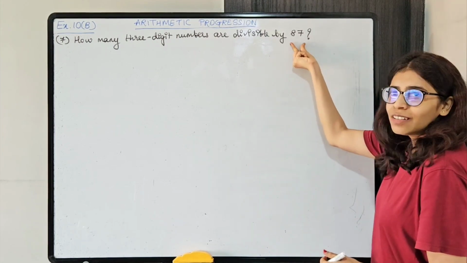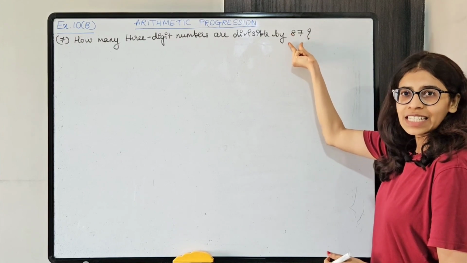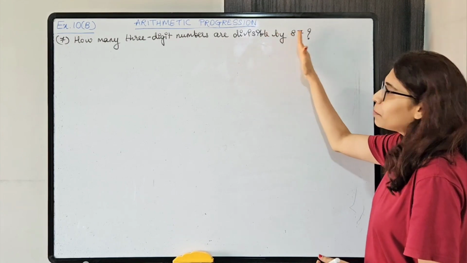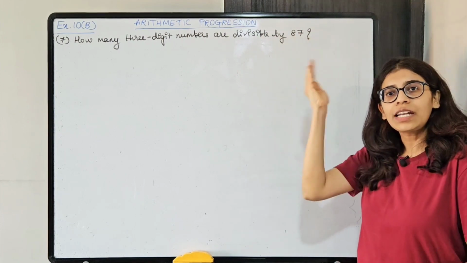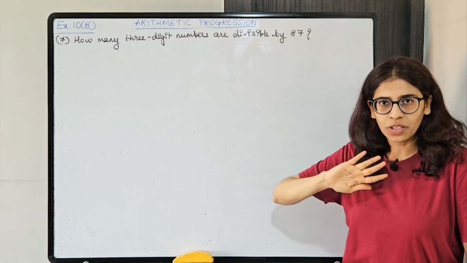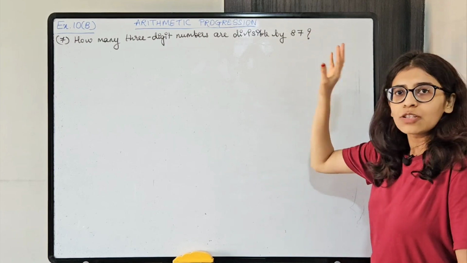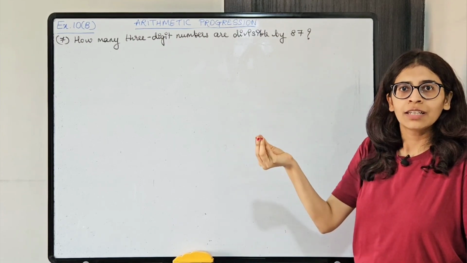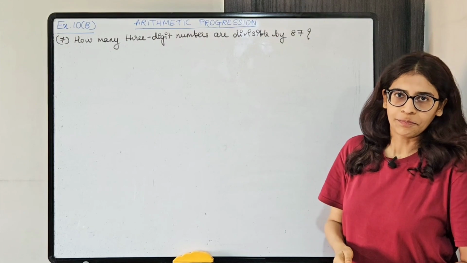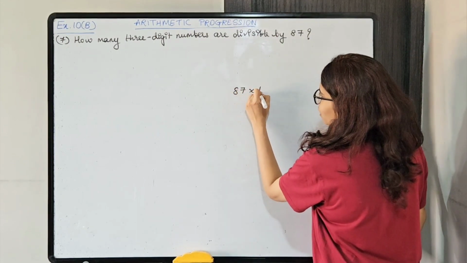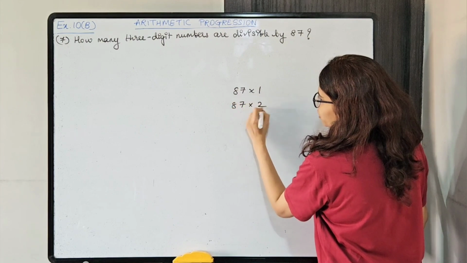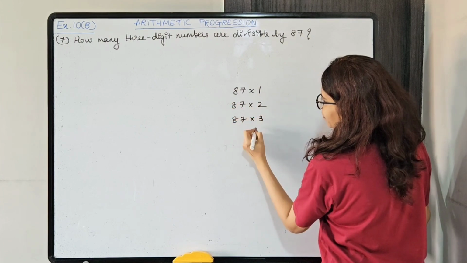From the table. Consider the table of 87. Whatever number is given as the divisor, consider its table. So 87 is given, so we will consider the table of 87, and from there we will get the AP. Okay, so 87 1s are, 87 2s are, 87 3s are.